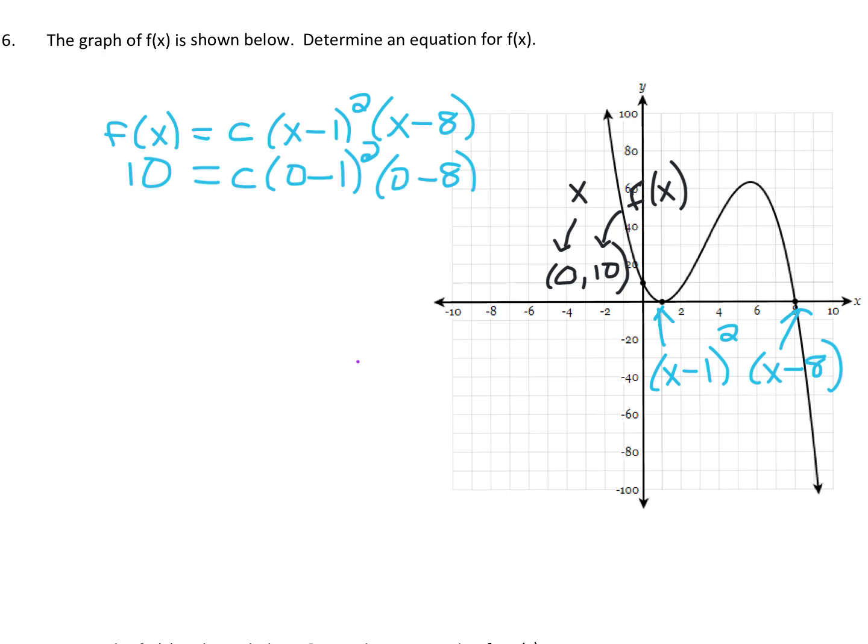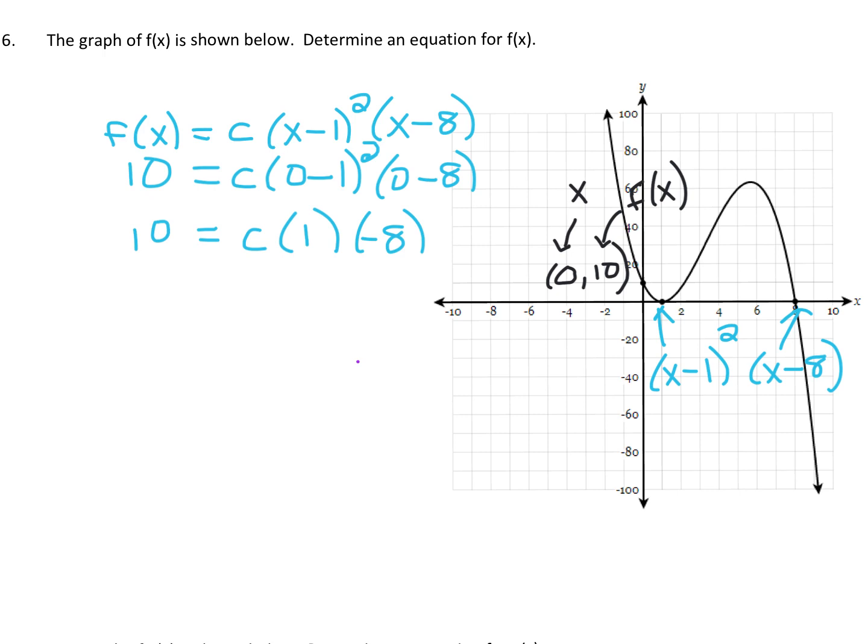Okay, so let's solve this. I'm going to bring down the 10. I'm going to bring down the c. And then 0 minus 1 is negative 1. But negative 1 squared, a negative 1 times a negative 1, is positive 1. Anything squared is going to be positive. And then 0 minus 8 is negative 8. So if we multiply together positive 1 times negative 8, that's going to give us negative 8.